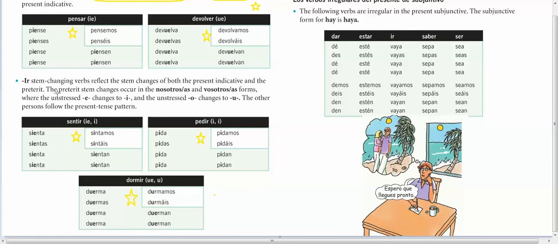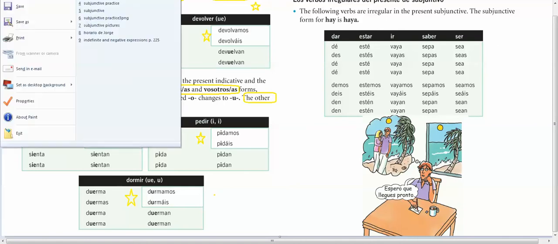So they have both the present and the preterite. The preterite change occurs in the nosotros and vosotros forms. The other persons follow the present tense pattern. Okay, so hopefully we can remember it. Let's go do some practice and see how we do.